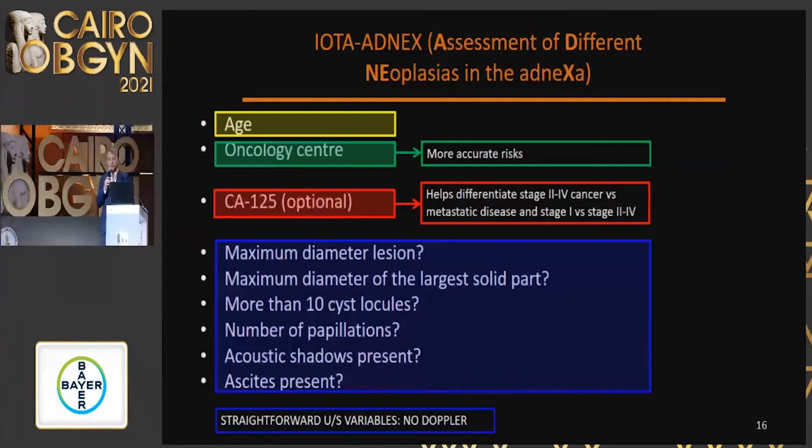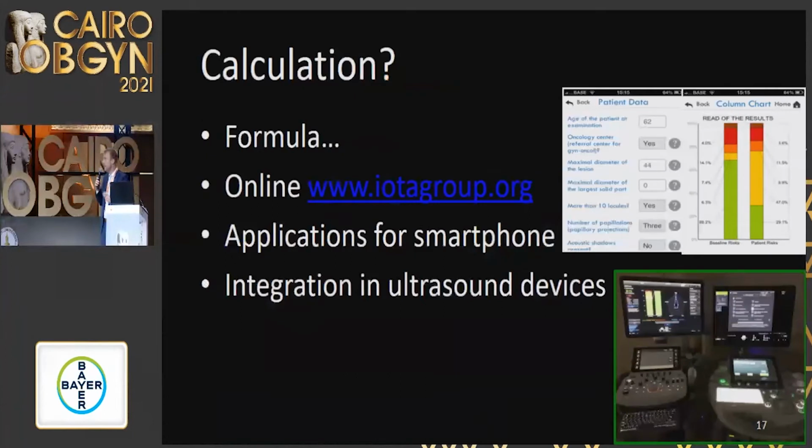But how do you use it? Because there are 9 variables and it's a logistic regression model. I would like to challenge you, but there's nobody here that can calculate the percentage risk of malignancy because it's a very complicated formula. And I could not even put it on one slide because it's too extensive. So to help us, luckily we have some calculators.